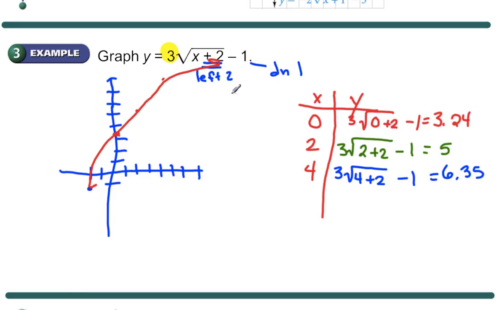Why did I go way up there? I am so sorry. All right, ignore that part. Let's just regraph those. So 2 we have at 5, and 4 we have at 6. 6.35 is right there. All right, there you go. There is your graph.